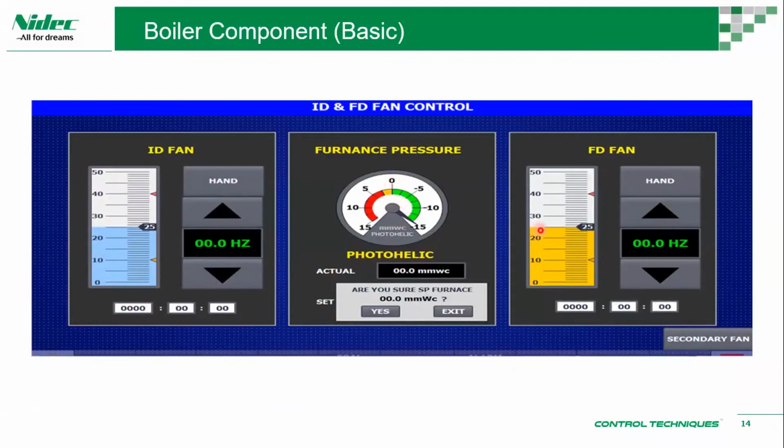If we add more speed on the FD fan, this Photohelic will show in the positive area. If we give a lot of speed to the ID fan, the pressure on the Photohelic will show in the negative area. So we need to make sure of balance. This is the PID function. We need to control the FD and ID fan. The speed will not be the same, but the pressure we need to stabilize at zero as much as possible. That's the function.